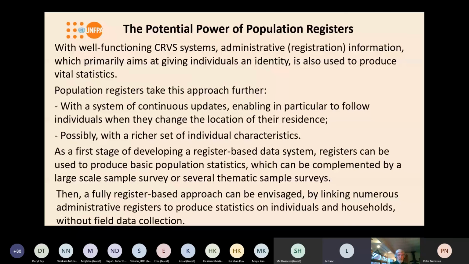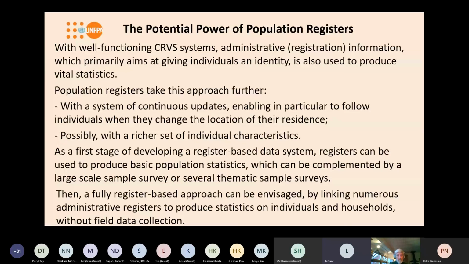Population registers, in a way, take that approach of the CRVS systems one step further. With a continuous update, which enables in particular to follow individuals when they change their location of residence. So basically with CRVS systems, we have the birth and the death. So we capture the fertility and the mortality part of demographic change, and with registers that follow population continuously and follow their location, then we add migration to that dimension to cover the full range of demographic events. So that's one way in which registers go a step further compared to CRVS systems.